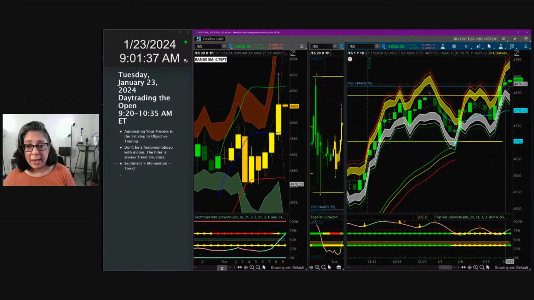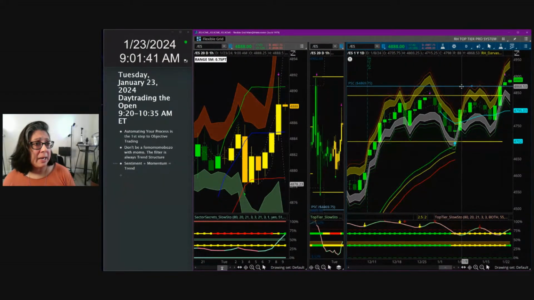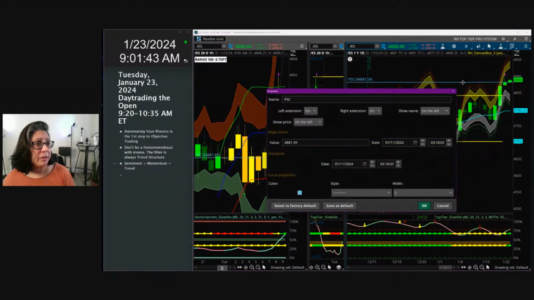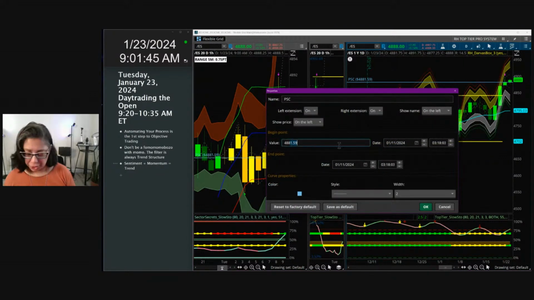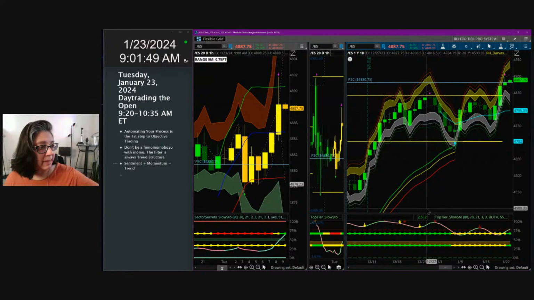All right, so taking a look at the close, that would be 48.80 and 3/4. So all I'm going to do is just change this manually to 48.80 and 3/4, and that immediately moves this little manually drawn line to the previous session close. And if you're thinking about the direction in which you're trading, it's three things. It's sentiment, it's momentum, and it's trend.